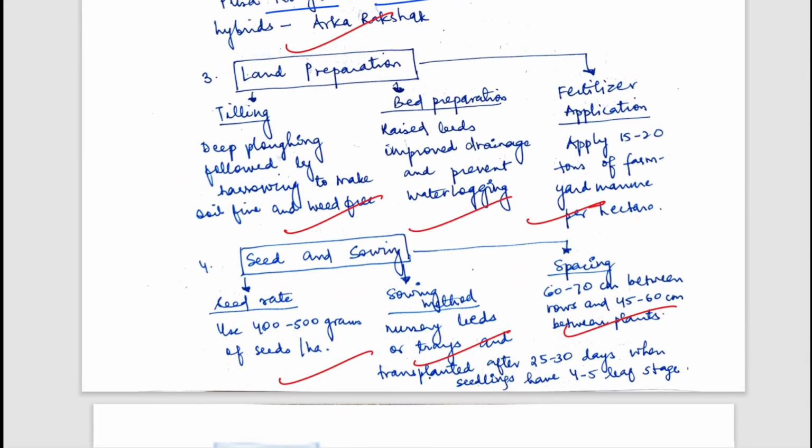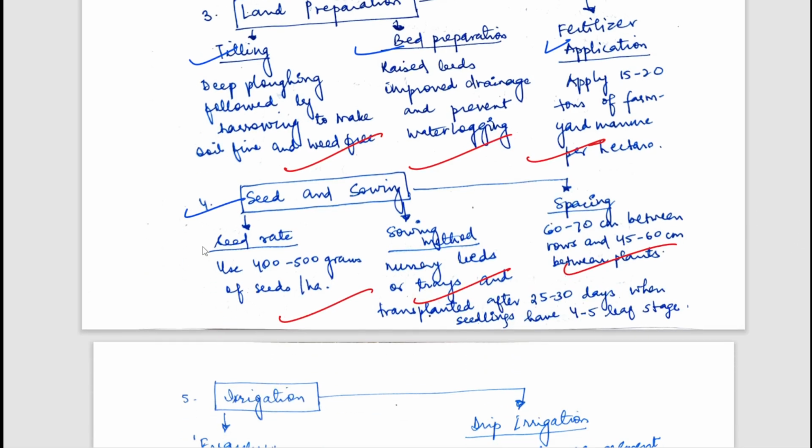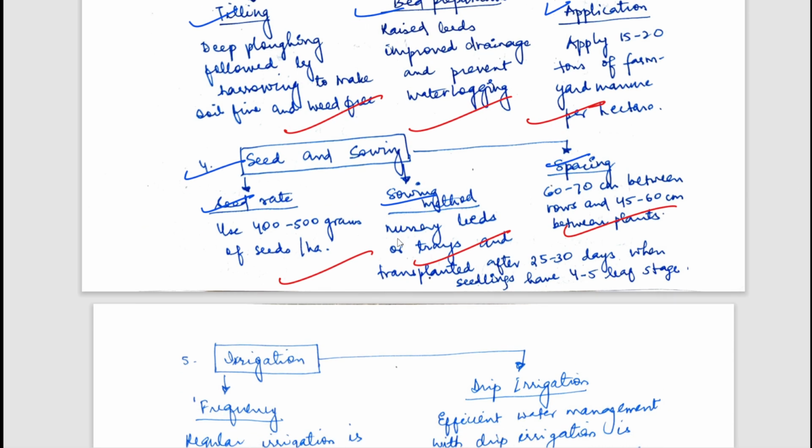Next we have land preparation. We can do tilling, bed preparation, and fertilizer application. These are some common operations which have to be performed in all the crops. Likewise, we have to develop a certain pattern through which we can attempt the package of practices question. Seed and sowing is there: seed rate, sowing methods, spacing. We will see that sowing methods, for example nursery method and transplanting method, are similar for many vegetable crops. So you can make a pattern here.